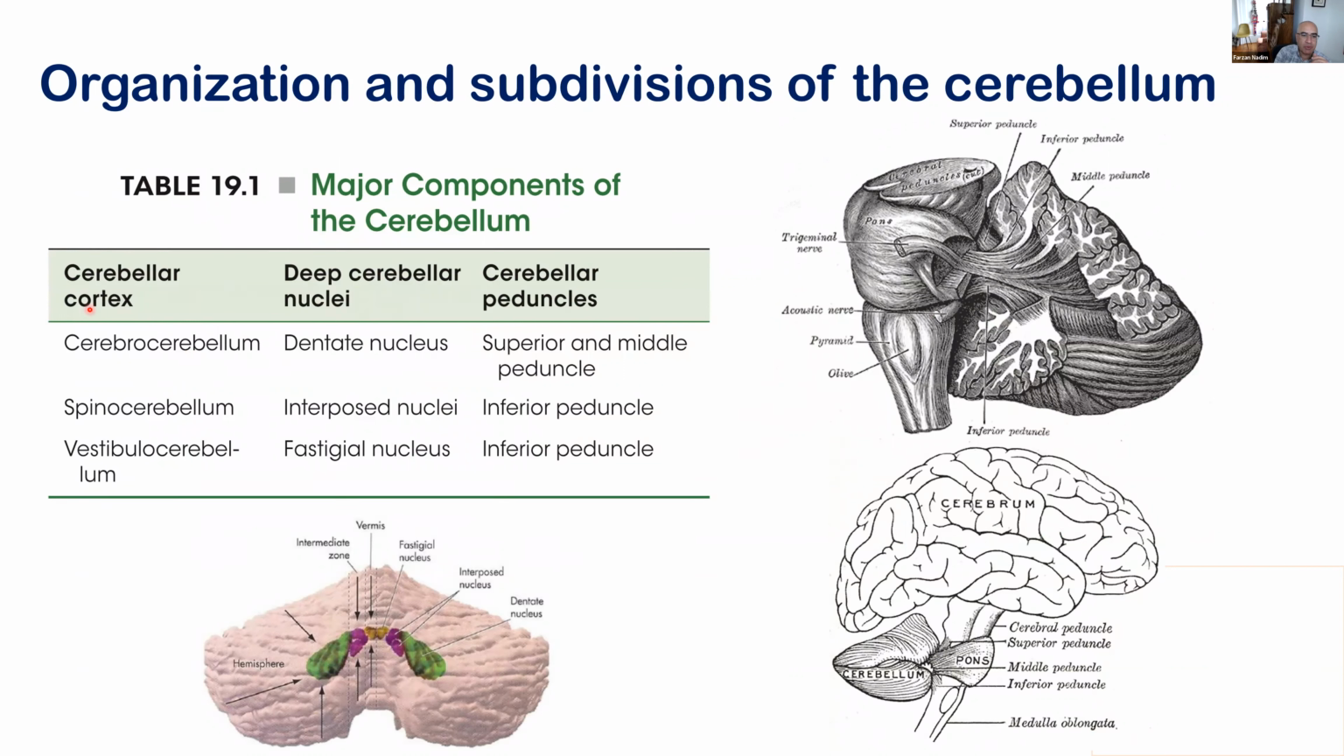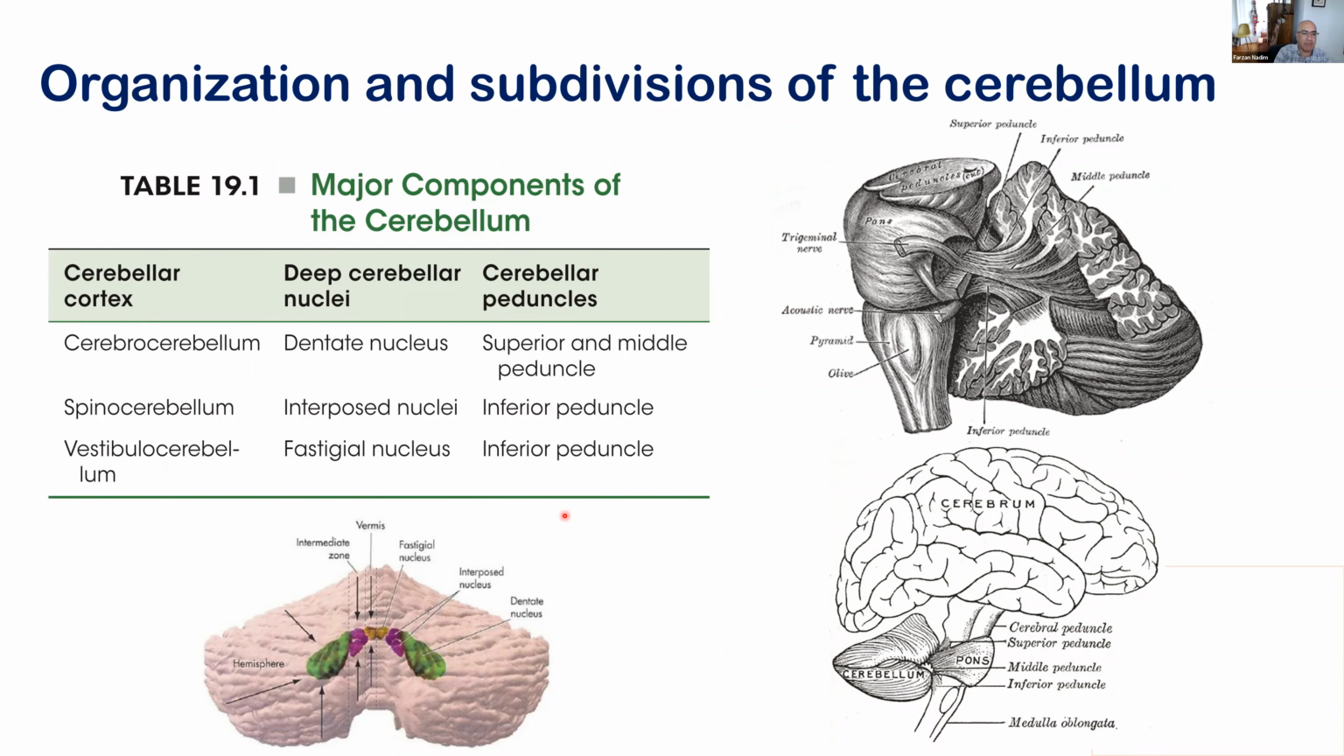The cerebrocerebellar part of the cortex communicates out through the dentate nucleus to the neocortex, and it receives inputs through the middle peduncle, indirectly from the cerebral cortex. The spinocerebellar part communicates through a set of nuclei that sit in the middle, known as the interposed nuclei, and it communicates through the inferior peduncle. The vestibular cerebellum comes through the fastigial nucleus, and the inputs come through the inferior peduncle.